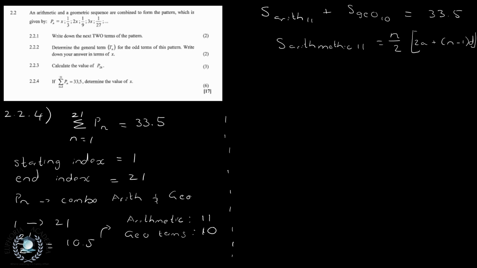Now let us substitute. I'm just going to write S_A11 is equal to 11 over 2 because we have 11 terms, and then 2a, where our a is going to be x because that's our first term, and then n minus 1, that is just 11 minus 1, with a common difference of x.